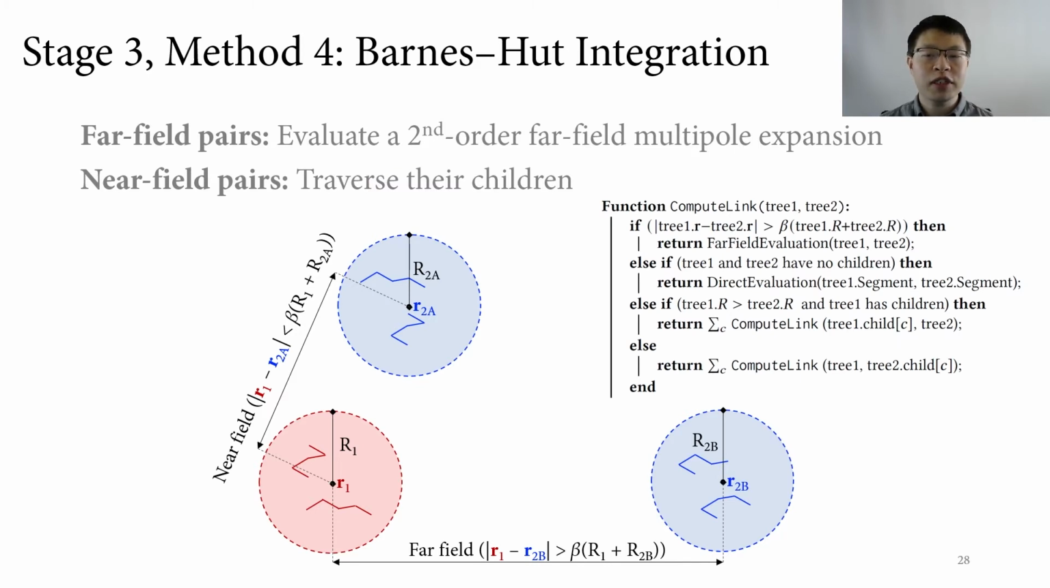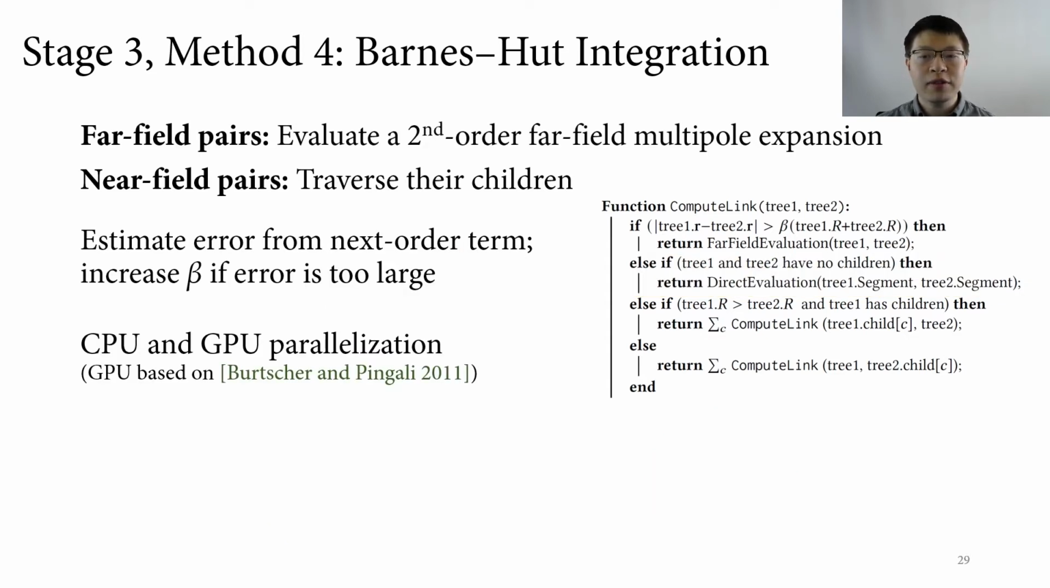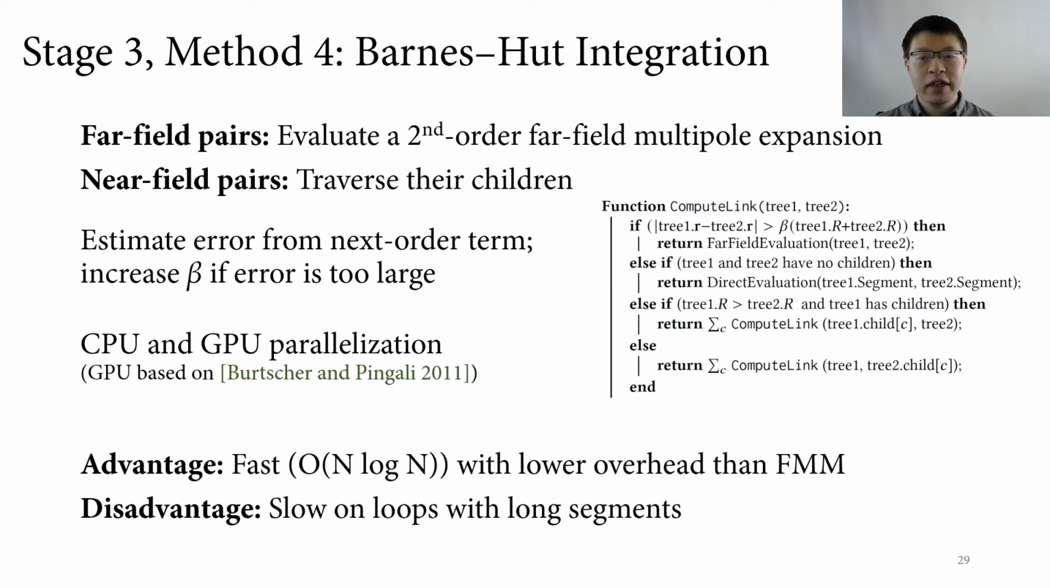The beta parameter is the threshold for deciding if nodes are in the near or the far field, based on how far apart they are compared to their size. For nodes in the far field, we just use the far field multipole expansion to estimate their contribution. When they're in the near field, we traverse their children. For leaf nodes, we use the direct expression for a pair of line segments. We also compute an error estimate while traversing the tree and increase beta if the error is too large, and also we parallelize it. The advantage of Barnes-Hut is that it's fast with a lower overhead than the fast multipole method. The disadvantage is, like with counting crossings, it's slow when the loops have long segments.